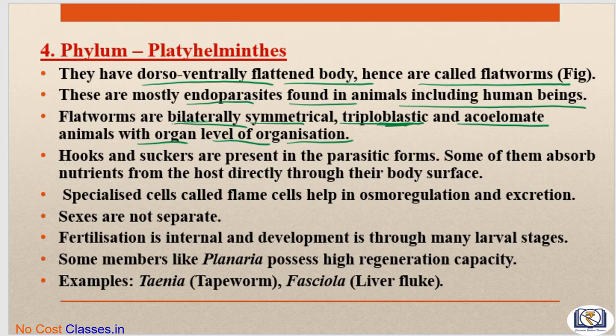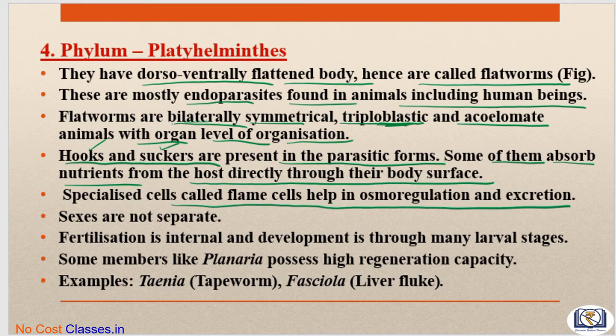Hooks and suckers are present in parasitic forms. Why so? Because some of them absorb nutrients from the host directly through the body surface. If it is an endoparasite, where will it get food from? From the organism it lives in, so to stay stuck and attached, they have hooks and suckers. The specialized flame cells help in osmoregulation and excretion.